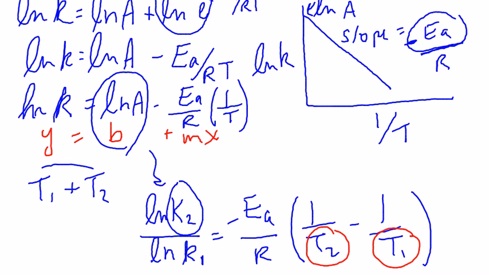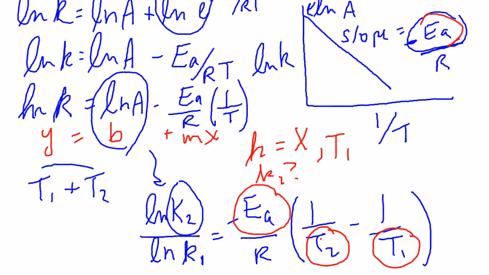This will be known because the question you're asking is, well, if K is equal to X at temperature 1, what is K2? What's the new K at temperature 2? You plug in temperature in Kelvin units. You have your activation energy, which you're either given or you can figure out from the slope of this line. And you have your K1, and then this becomes your unknown here. This becomes the unknown, and this is what you solve for.